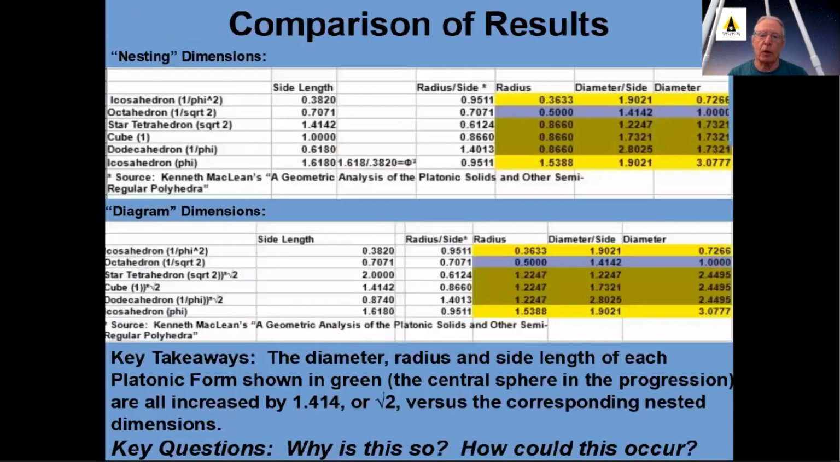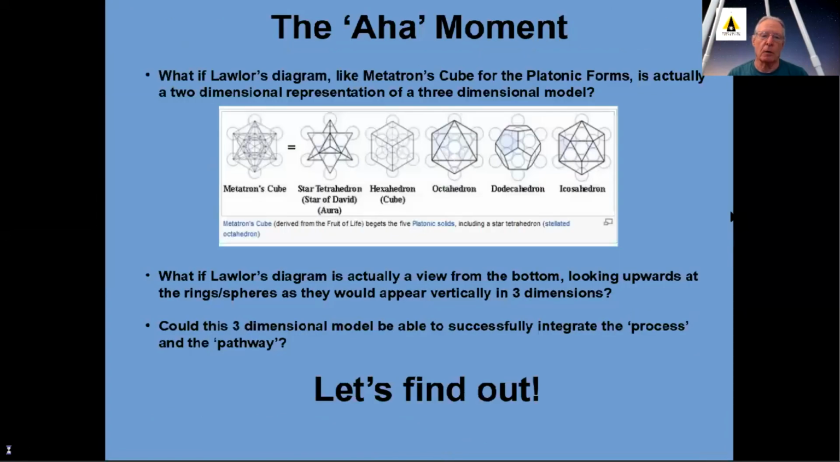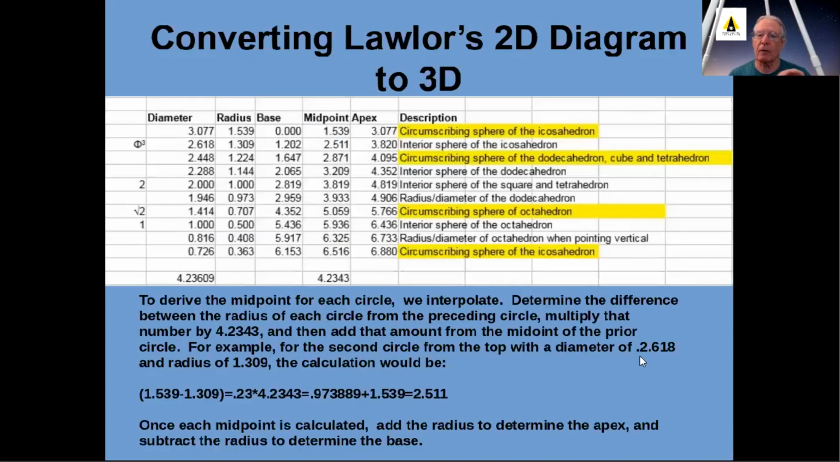So anyway, with that realization, I said, could this 3-dimensional model be successfully integrated into the process of the progression with the pathway that we've developed? So that's what the rest of this is going to be about. Let's find out right now. So the first step in this process is converting Lawlor's 2-dimensional diagram to 3D.